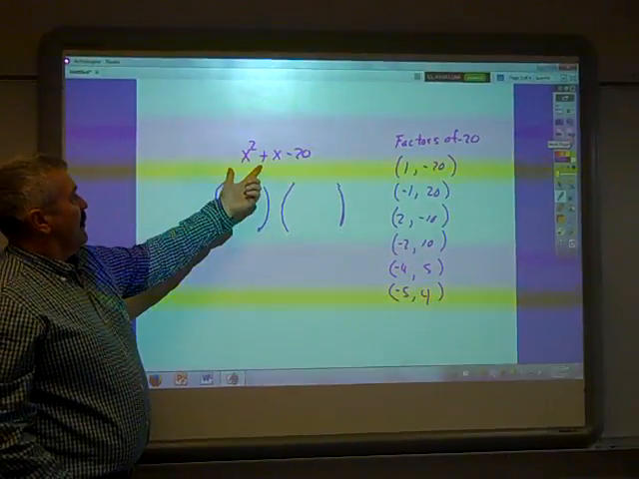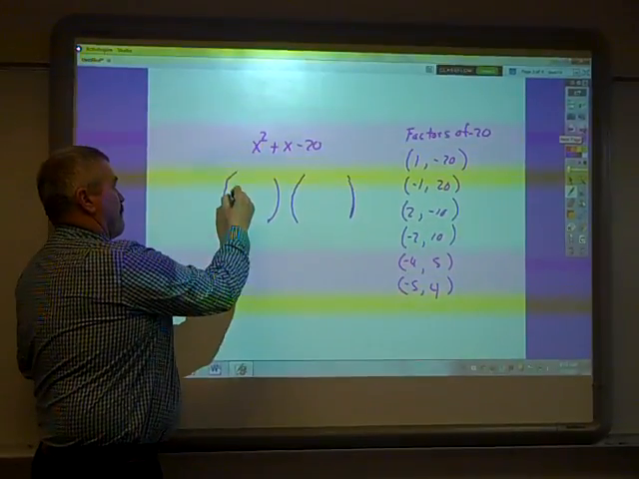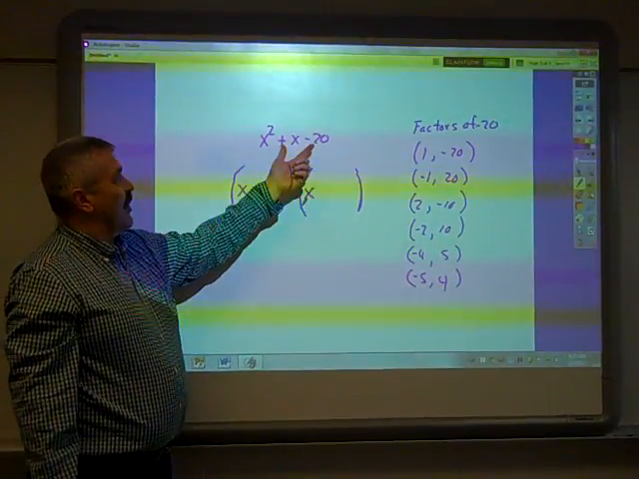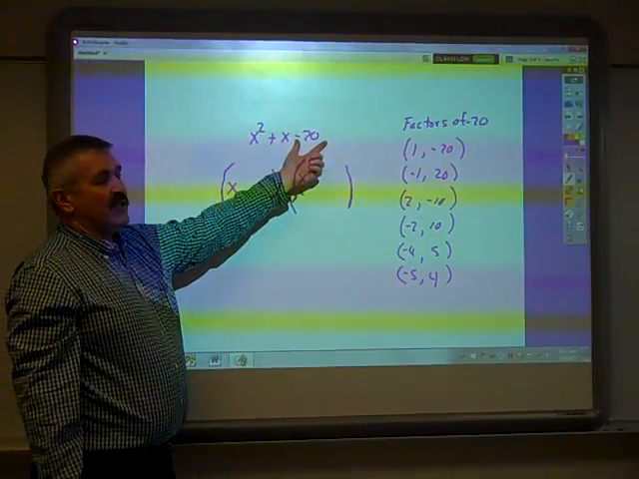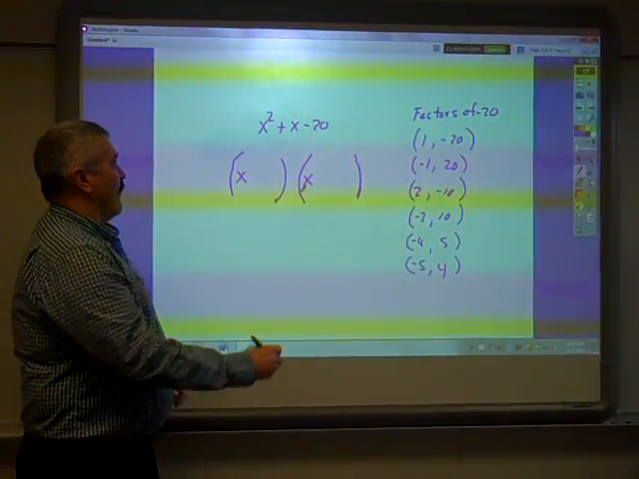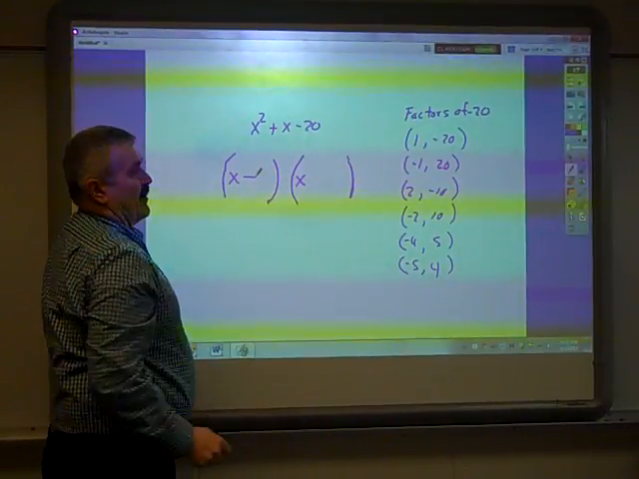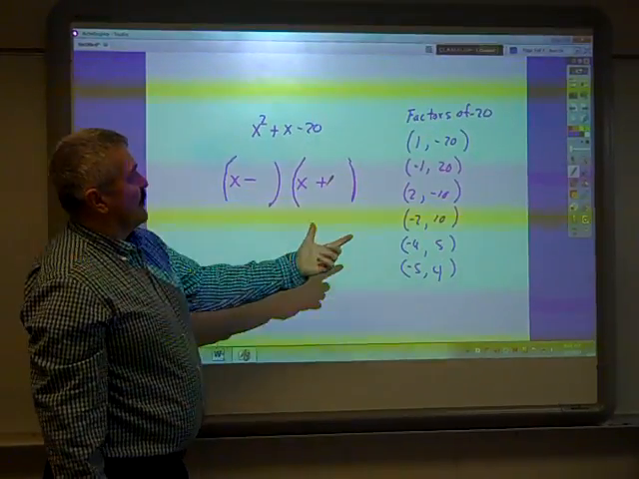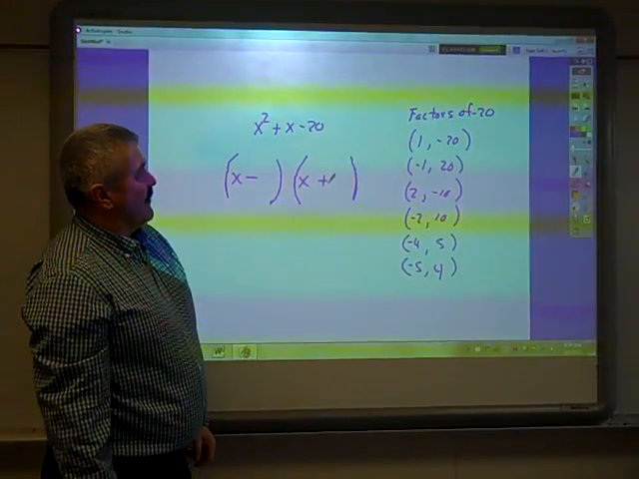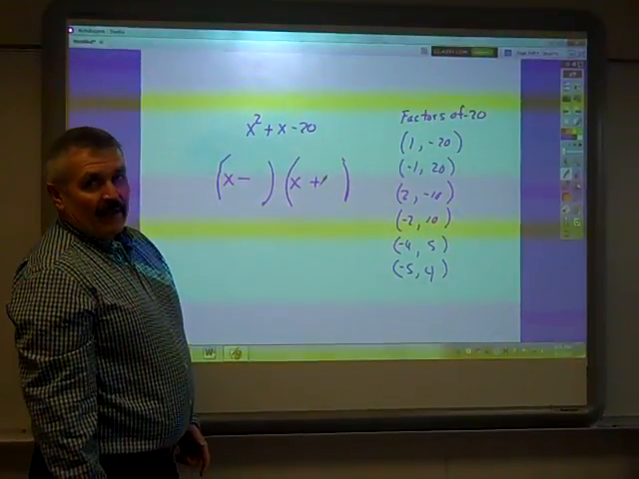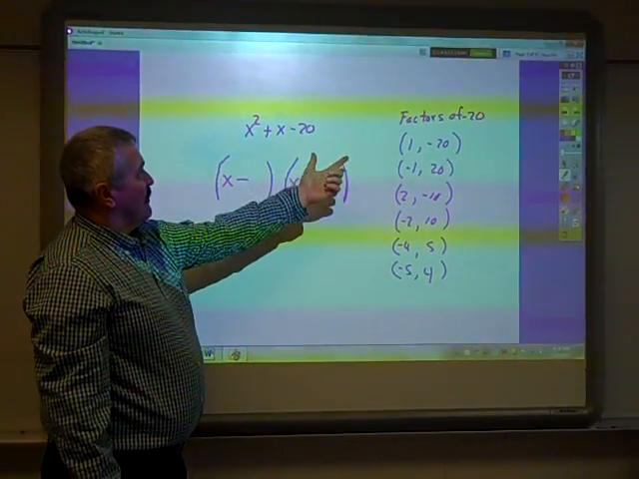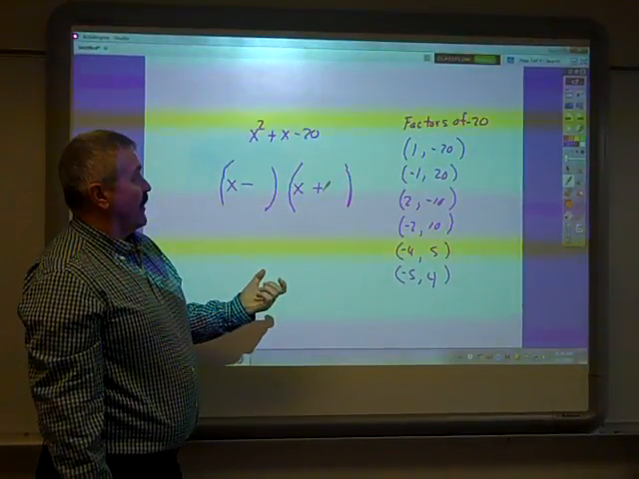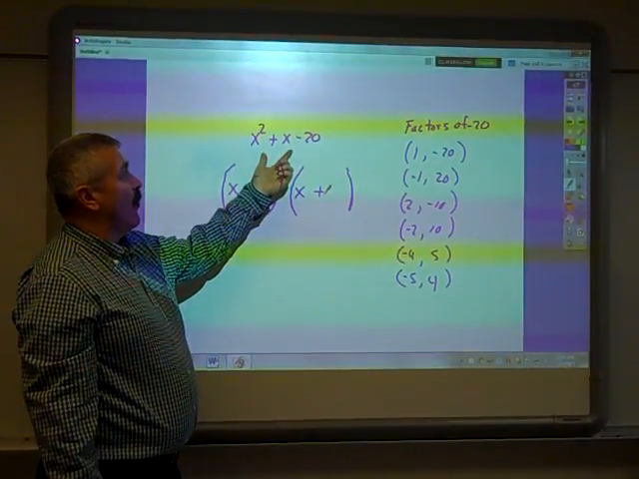The last one we have is x squared again, x and x. This time our c is negative and our b is positive. Whenever our c is negative, we can assume that one of our terms is going to be negative and one is going to be positive. In this case, I've listed all the factors of negative 20. We're looking for factors that multiply to negative 20 and add up to positive 1.